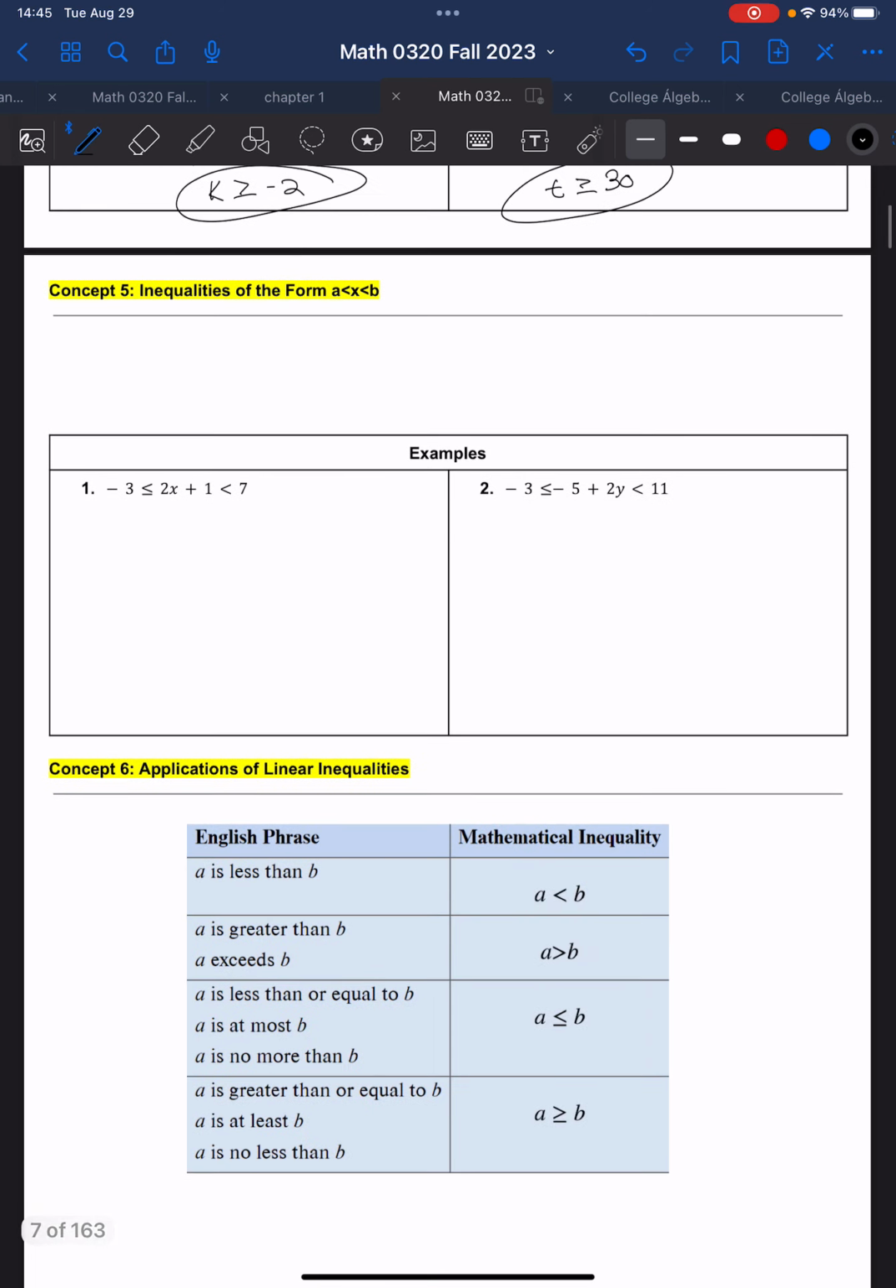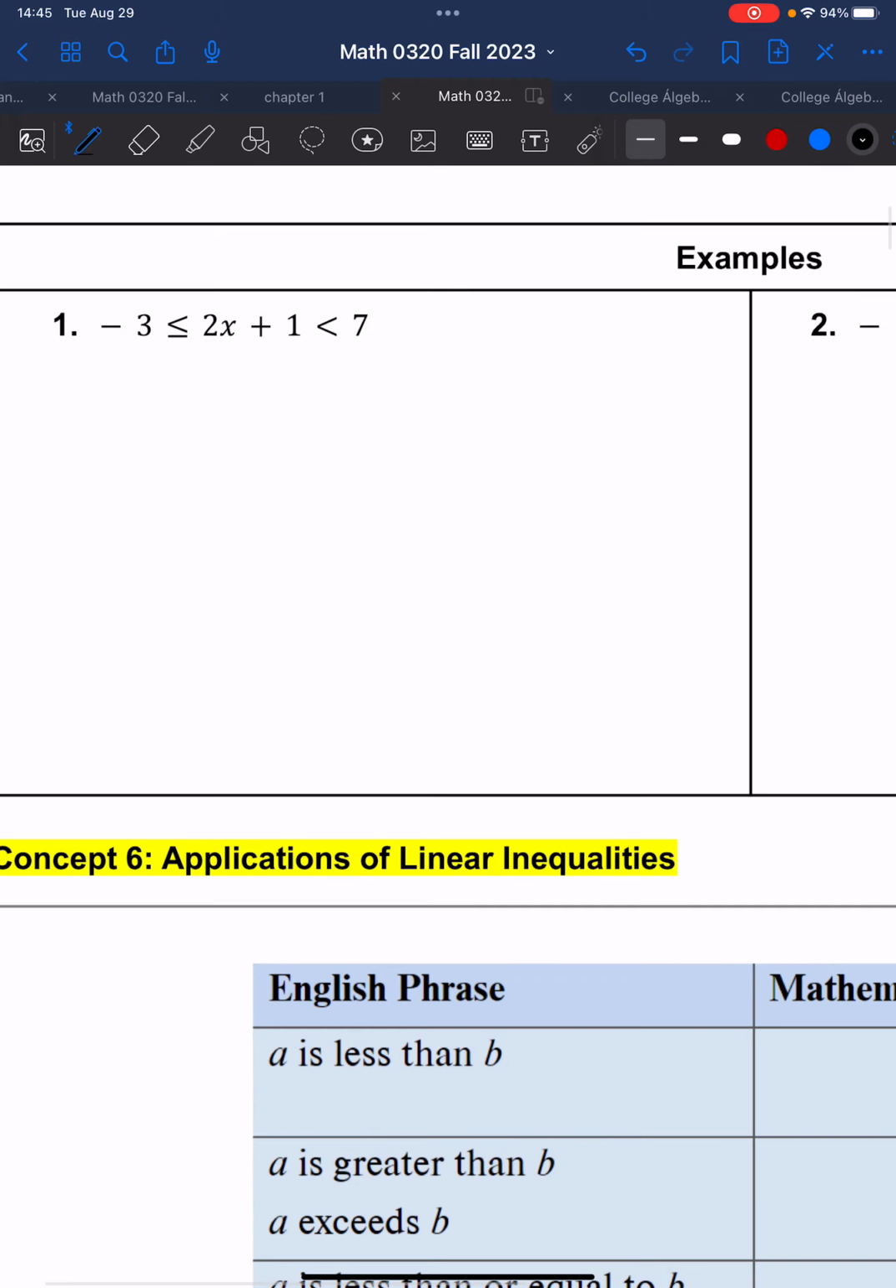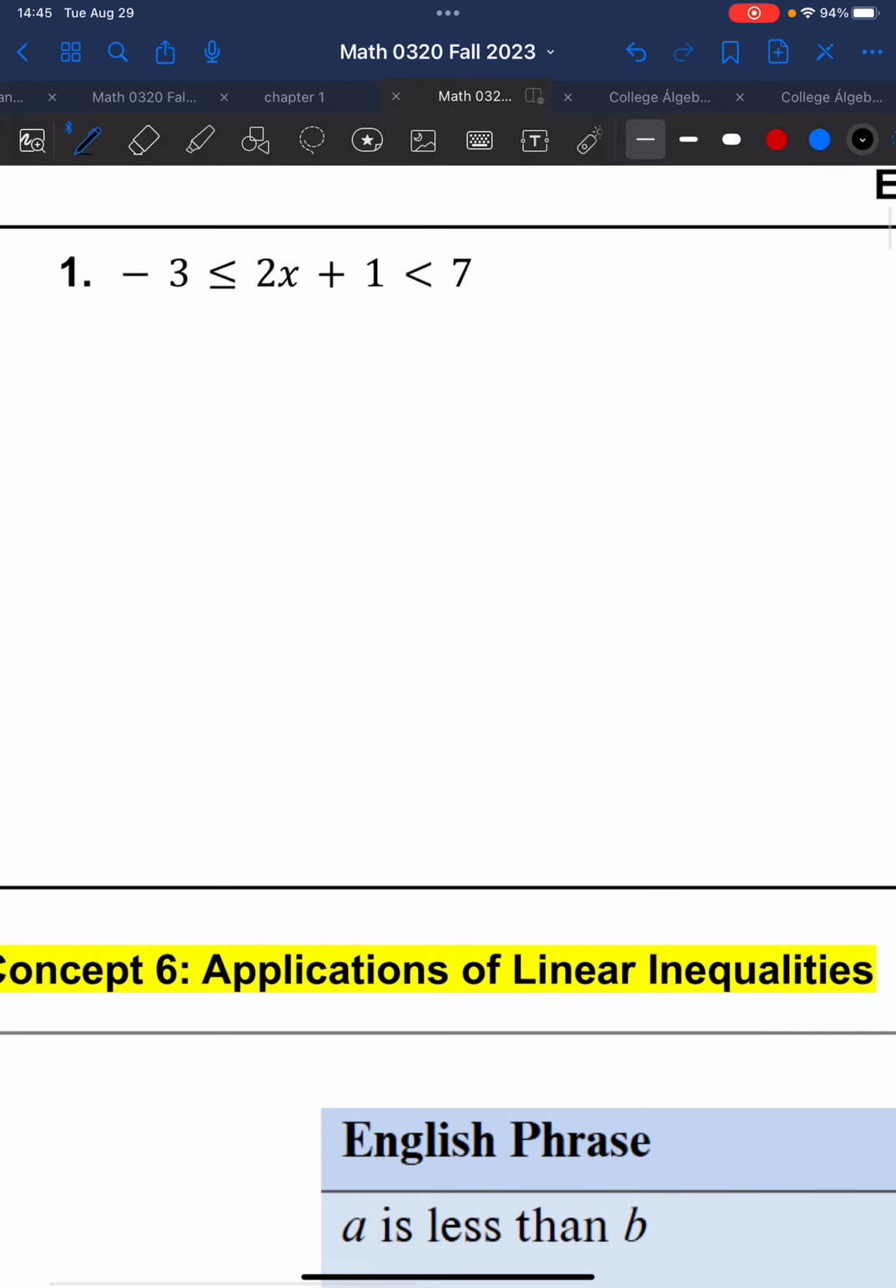Looking at concept 5, we have the inequalities of the form a less than x less than b. All this is saying is that now instead of having our x value, our variable, being moved all the way to the left, that variable is going to stay in the middle. So whatever we do to get that variable by itself, we have to do to both the right side and the left side. So for this one, we're first going to subtract 1 from every side.